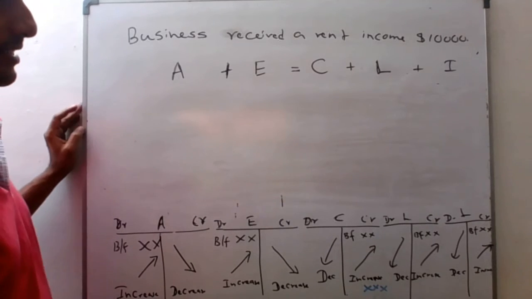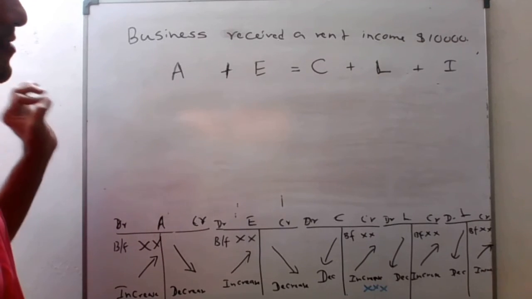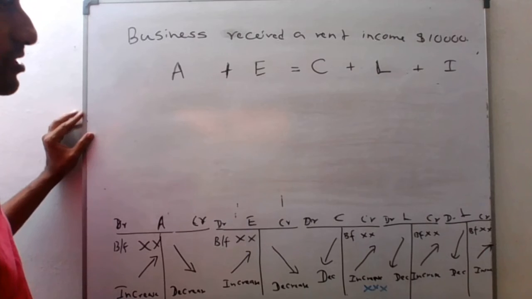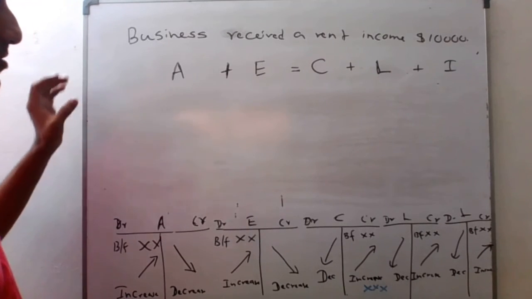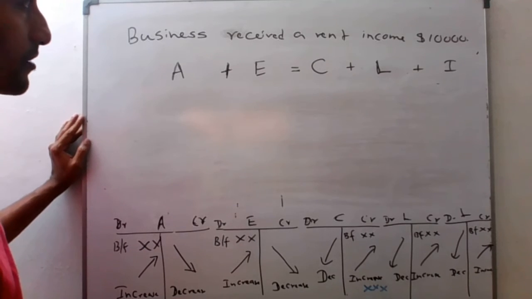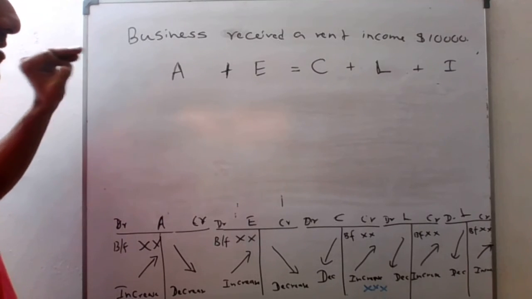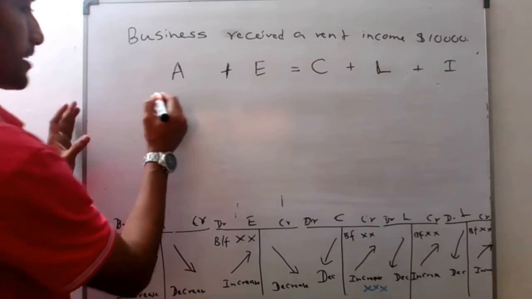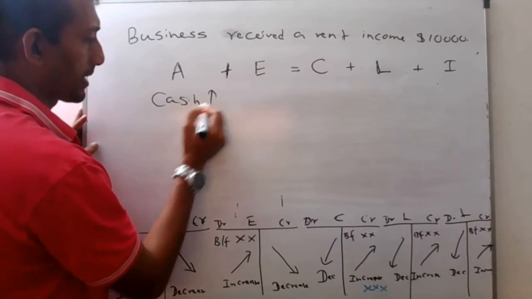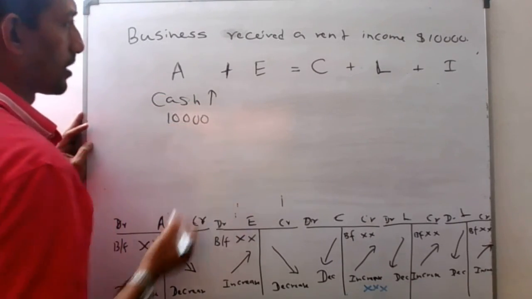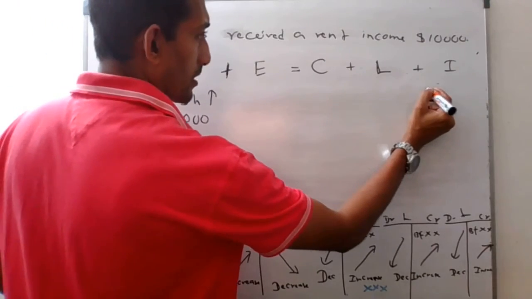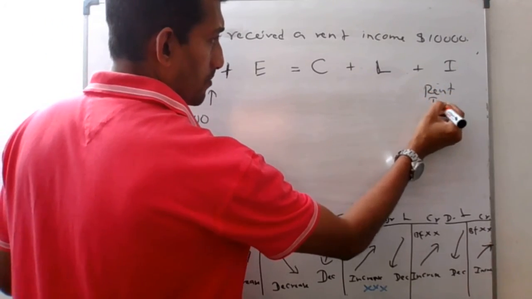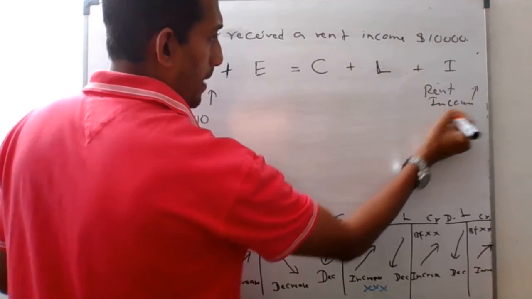Okay, let's learn this next transaction. Business received rent income of $10,000. How can we record this into the ledger? First, we need to understand the accounting effect. So when we receive 10,000, the cash will go up by 10,000. And because this rent is an income, the rent income will be increased by 10,000.